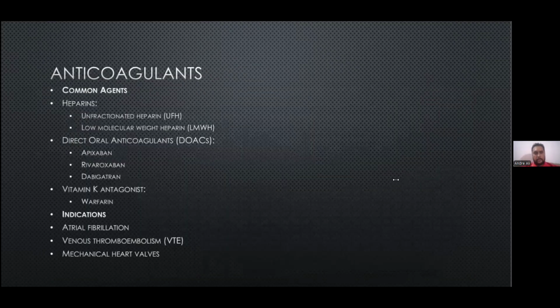Now, some common agents that we see usually are heparins, which can be unfractionated heparin or low molecular weight heparin. We have direct oral anticoagulants, otherwise known as DOACs, such as apixaban, rivaroxaban, and dabigatran. We have vitamin K antagonists like warfarin. Patients can be on these anticoagulants for many reasons, some being atrial fibrillation, venous thromboembolism, or mechanical heart valves.